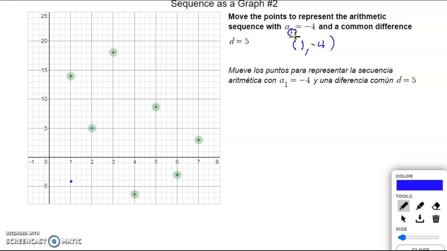Okay, so I am going to bring that dot to right here. And now for the second one, the common difference is 5. That means I am going to go up by 5. So when n is equal to 2, I want the value to be negative 4 plus 5, which is going to be 1, and so on.